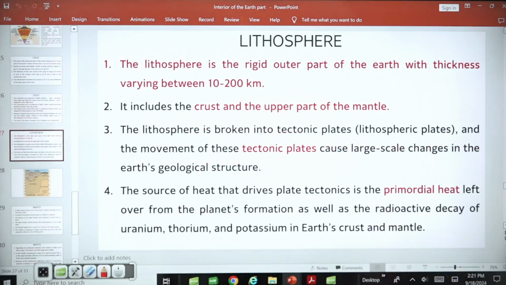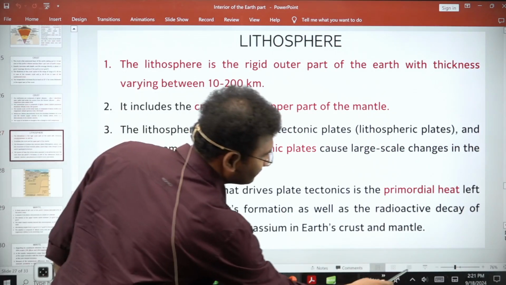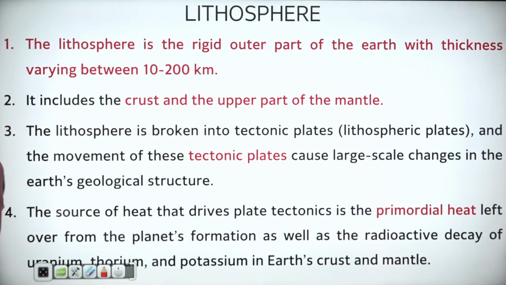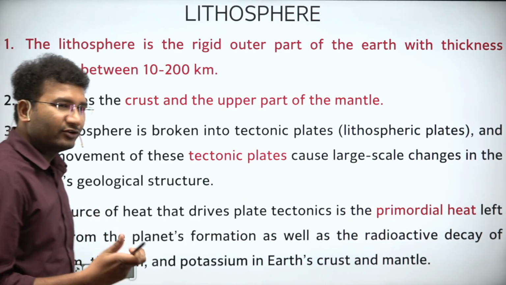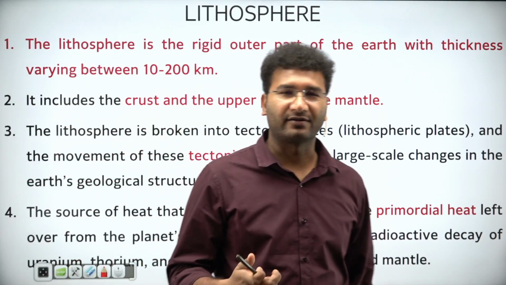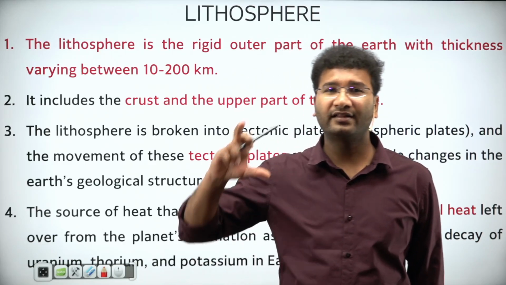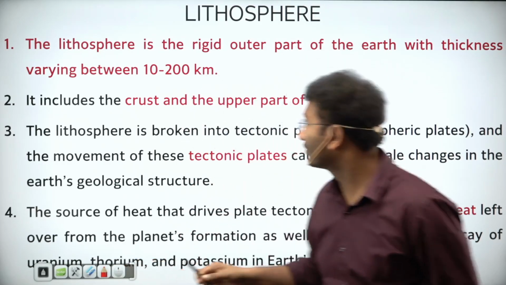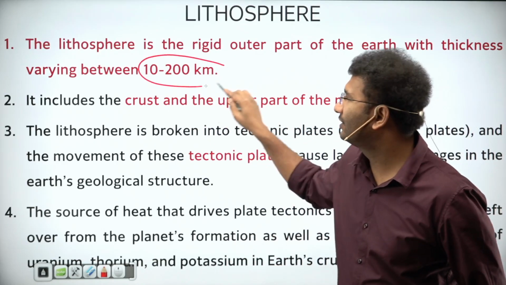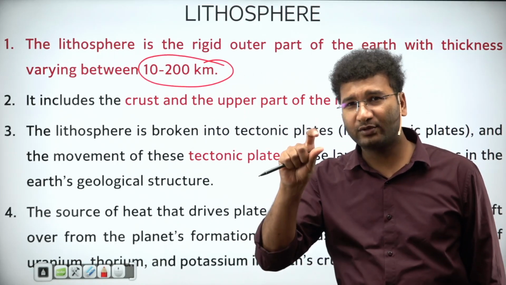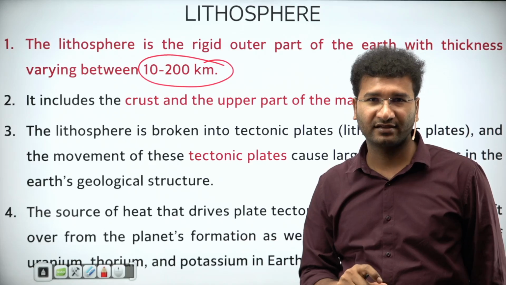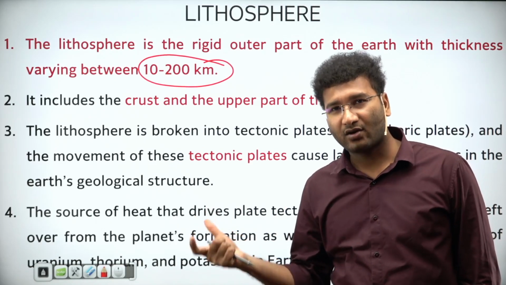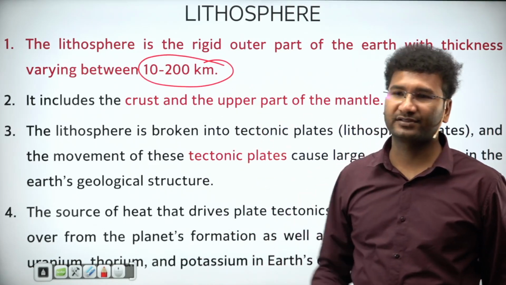Let's look into the characteristics of the lithosphere. The lithosphere is a very rigid outer layer, and its thickness can go up to 200 kilometers. On the oceans it is a little less, but on the continents it can go up to 200 kilometers.